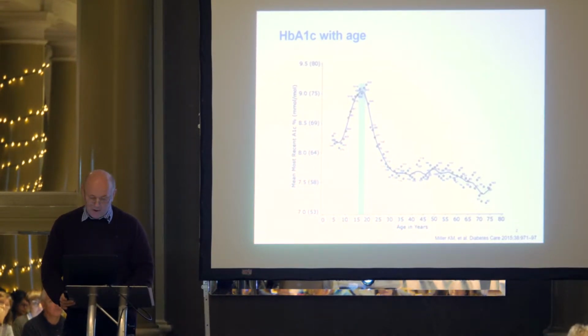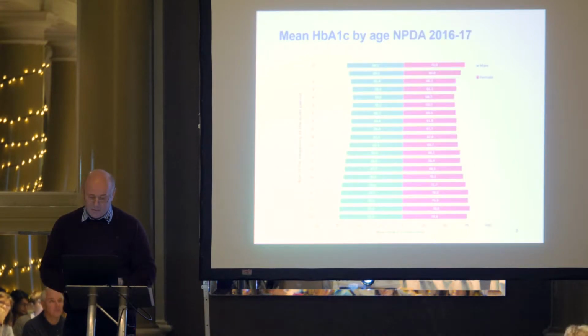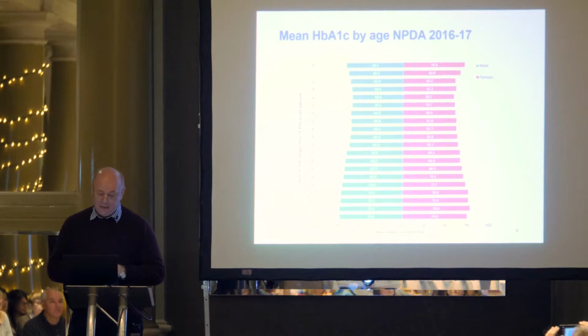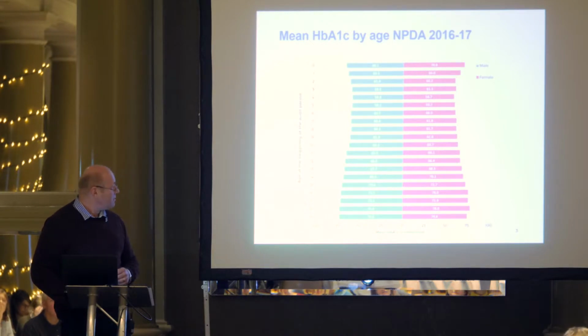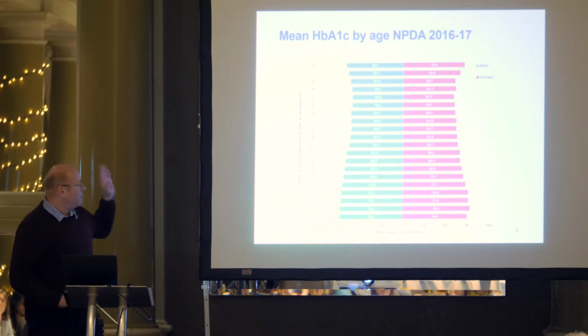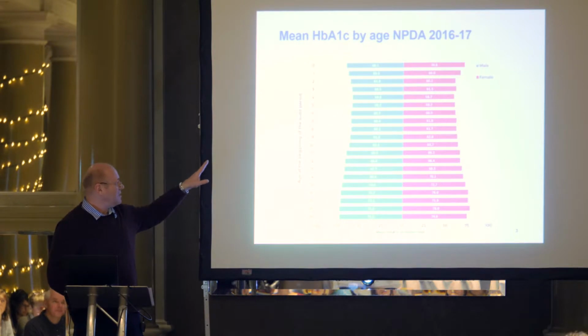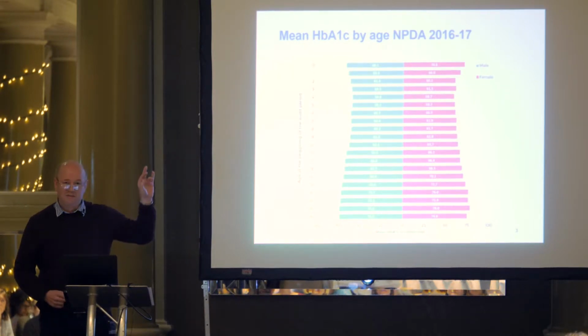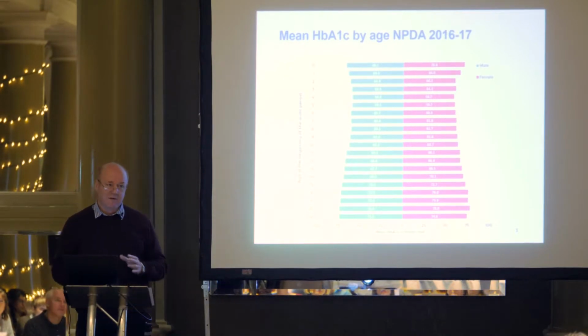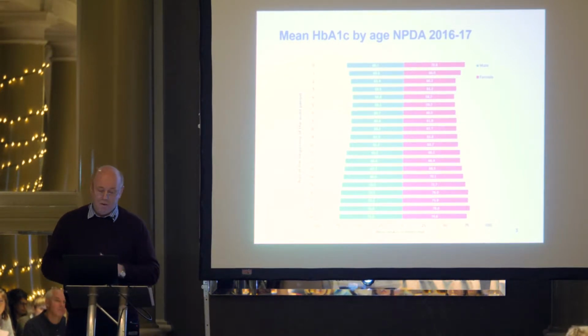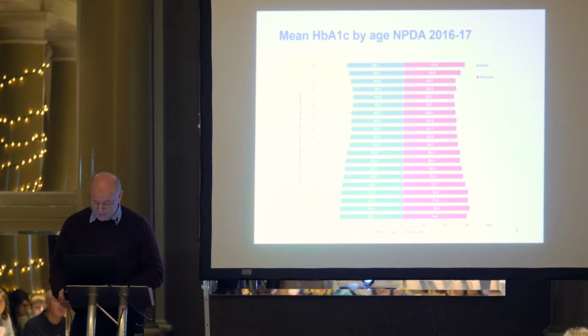I haven't got a graph like that from the NPDA, but I have got this graph from the NPDA data, which shows something rather similar. So this is, again, HbA1c broken down by age. I'm not sure if I can see a pointer in there? No, you can't. But if you look down at the under 5s, you've got a mean HbA1c of about 60. By the time you're into late adolescence, it's around 70. So again, a 10 millimole per mole difference in HbA1c in those age groups.